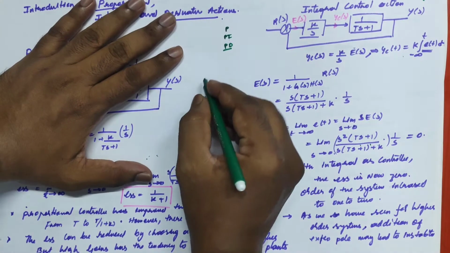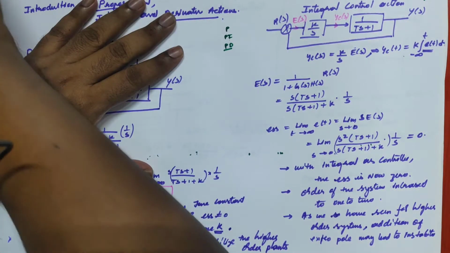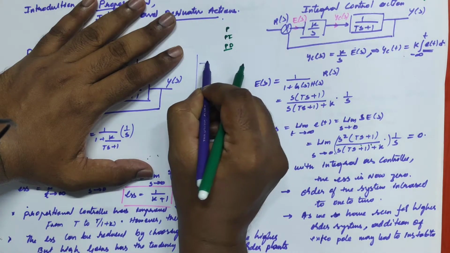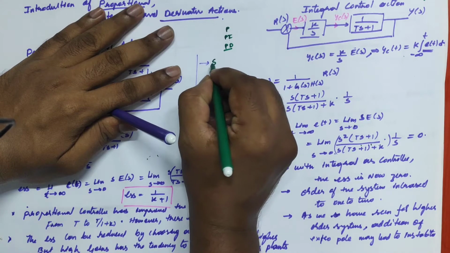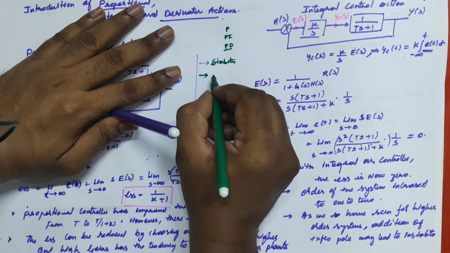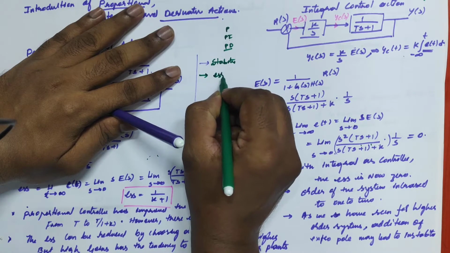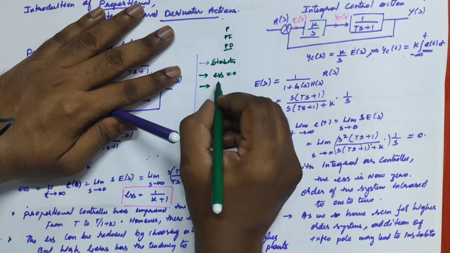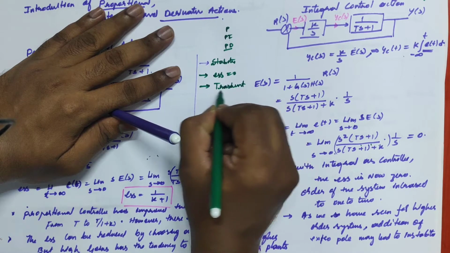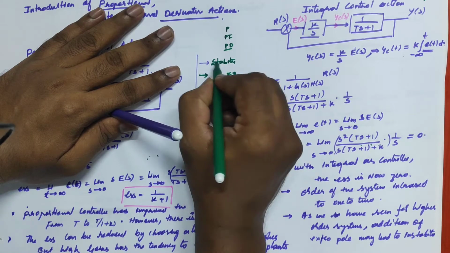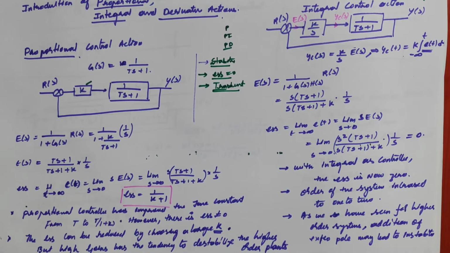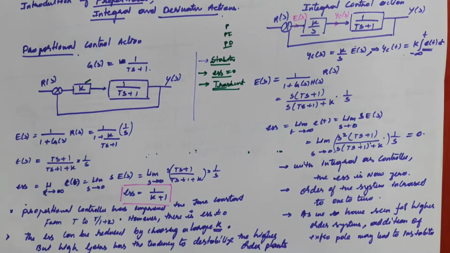I'm again saying, for the system to be a good one, we have to see the stability. It should be stable, should have steady state error equal to 0, and should have good transient response. The response should be good. These are the main things while concerning the design. So let us see one by one whether these things are being met or not.